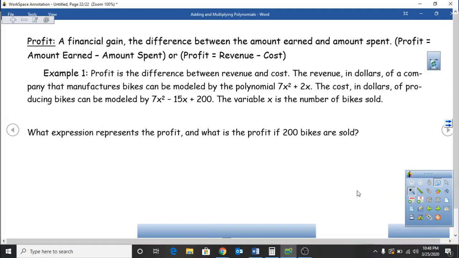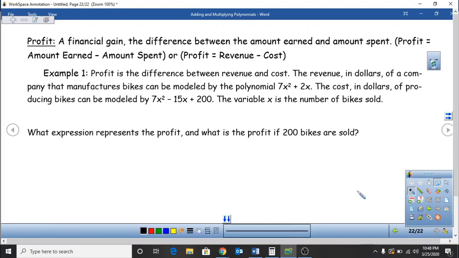So let's look at the next things. All right, word problems. I know you're going to encounter some word problems, and we're almost finished with this. So let's look at these word problems. They have to do with profit. So first you need to know what profit is. Profit is a financial gain, and it's the difference between the amount that you earn and the amount that you spend. So you can think of this in two different ways.